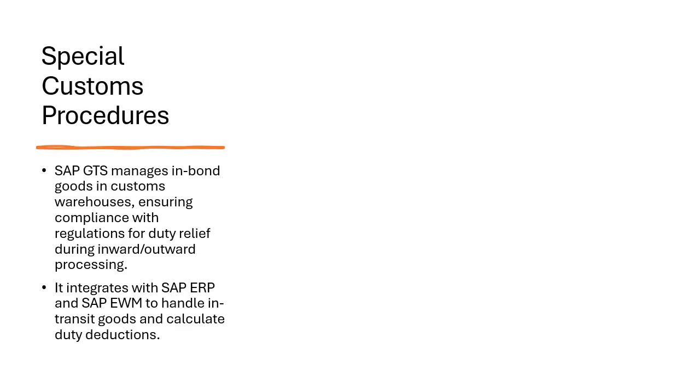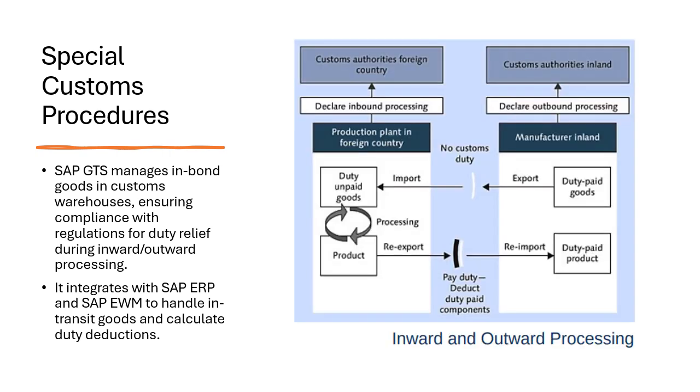This special customs procedure is supported by SAP GTS, which allows companies to benefit from duty exemption in certain cases, such as in-bond customs warehouses, inward and outward processing, and use of raw materials in assembly processes. And this image explains the process flow of inward and outward processing, where companies can import raw materials, process them, and re-export or re-import them, while paying customs duties on the added value during the processing.